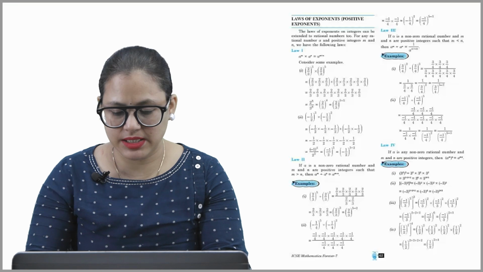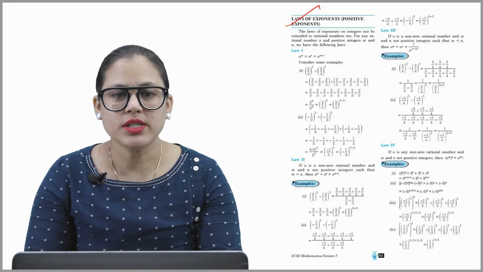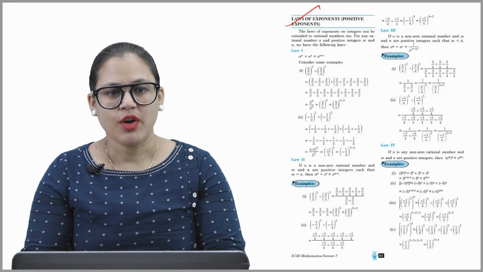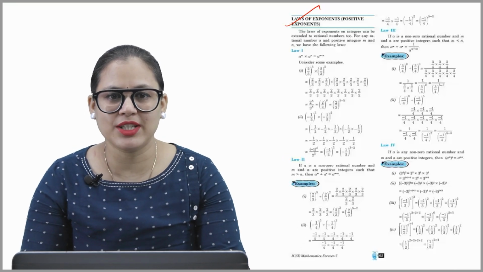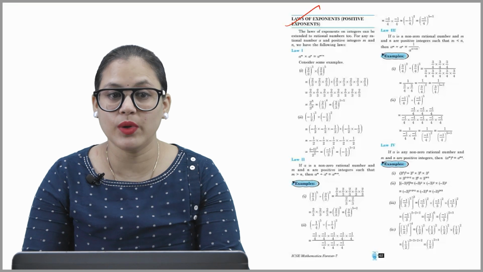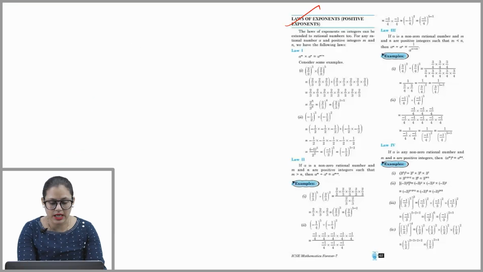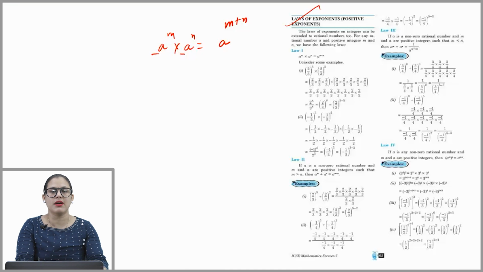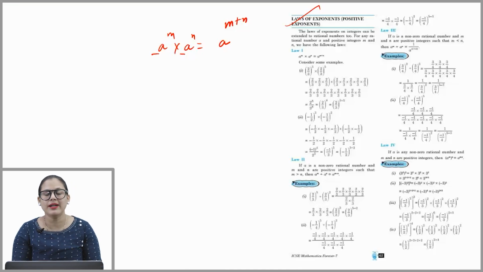Laws of exponents, positive exponents. The laws of exponents on integers can be extended to rational numbers too. For any rational number a and positive integers m and n, we have the following laws. Law 1 is a raised to the power m into a raised to the power n is equal to a raised to the power m plus n, meaning when bases are the same, in case of multiplication, we will add the powers or exponents.